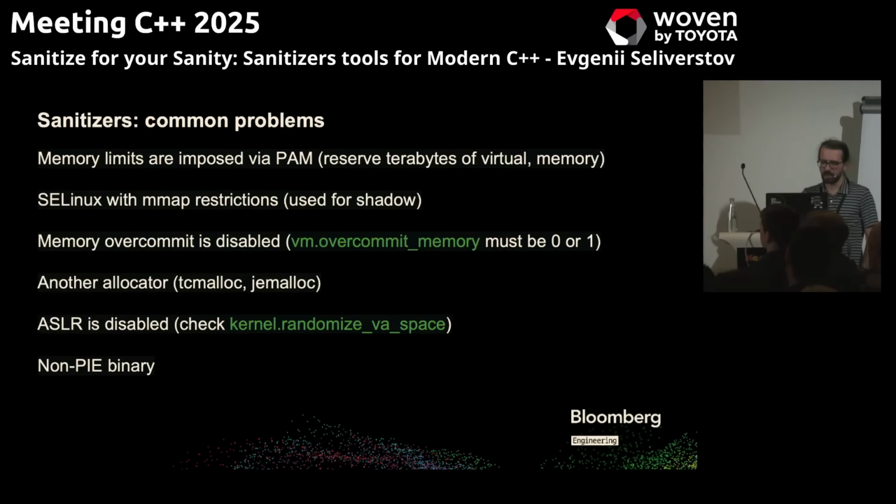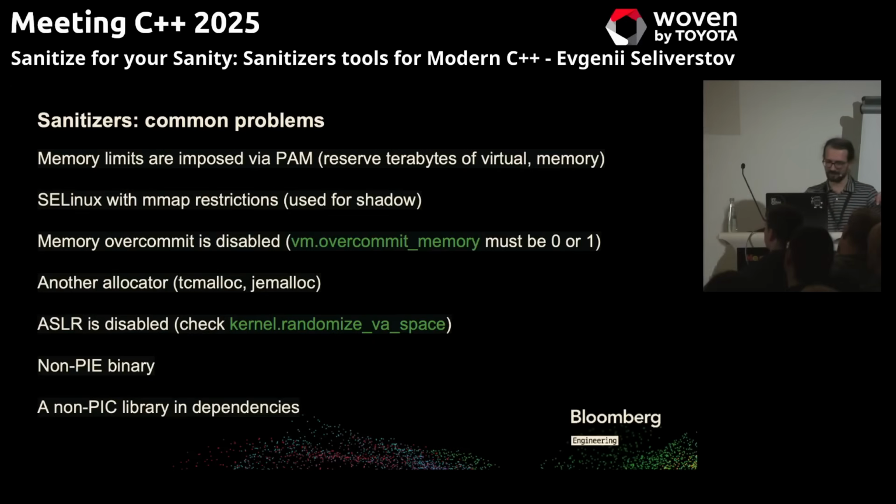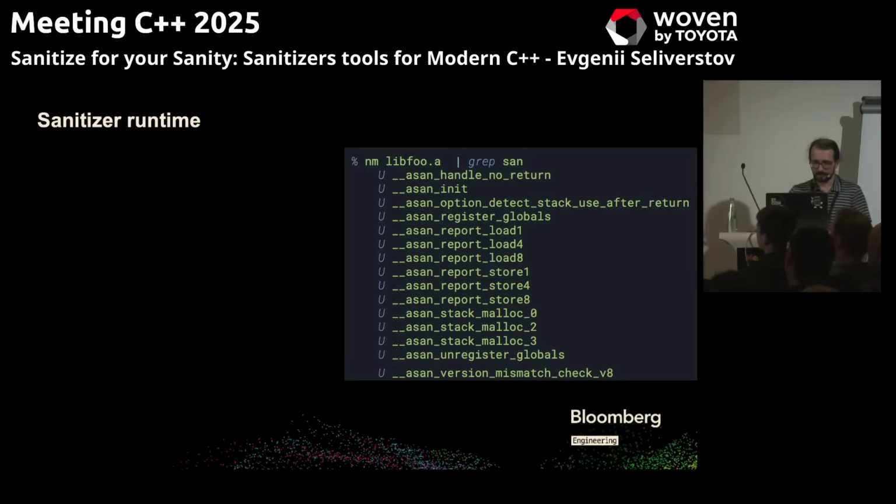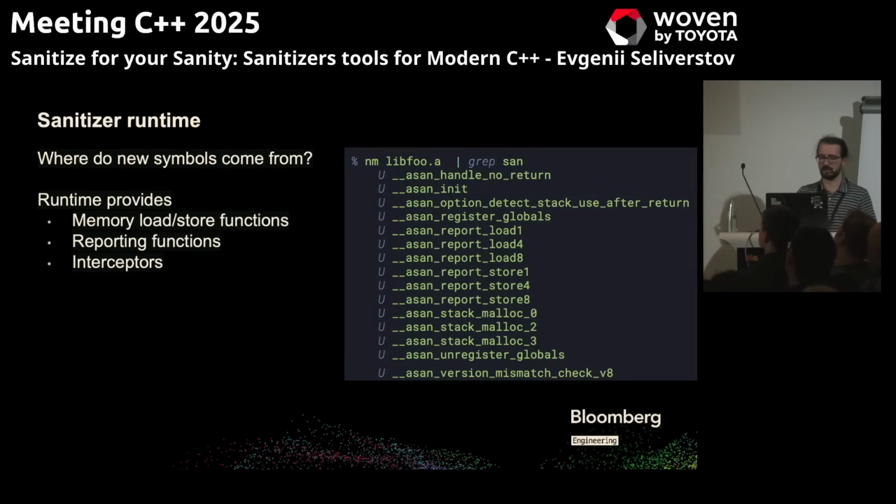It shouldn't work. You have a non-PI, non-PIC binary, and somewhere your binary dependency is non-PIC, and unfortunately it shows. All the symbols are provided by the runtime: reporting functions, interceptors, so you can probably see report store, report load is a memory access, assign init, it's an initialization to replace all the things. So it's a pretty huge library.